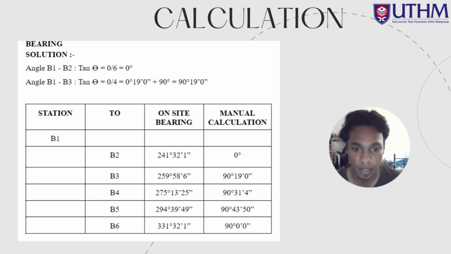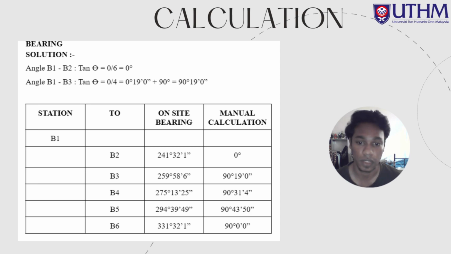Our manual calculation resulted in 90 degrees, 19 minutes, and 0 seconds, which you can see above that I've shown from angle B1 to B3, resulting in tan of 0 degrees, 19 minutes, and 0 seconds, plus 90 degrees, which resulted in 90 degrees, 19 minutes, and 0 seconds. From B1 to B4, our on-site bearing is 275 degrees, 13 minutes, and 25 seconds. Based on our manual calculation, we obtained 90 degrees, 31 minutes, and 4 seconds.